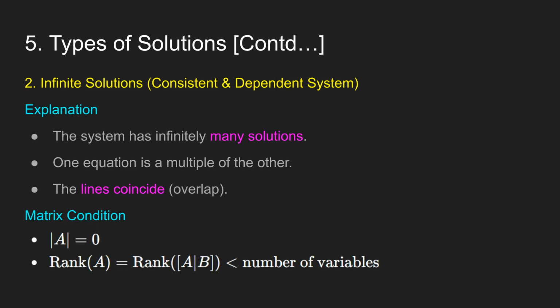The second type of solution is infinite solutions. For infinite solutions, the system must be consistent and dependent. This happens when one equation is a multiple of the other. Geometrically, the lines coincide, or in other words, they overlap. In the matrix condition, the determinant of matrix A is equal to 0. Further, the rank of matrix A is equal to the rank of the augmented matrix A bar B, and this rank is less than the number of variables.